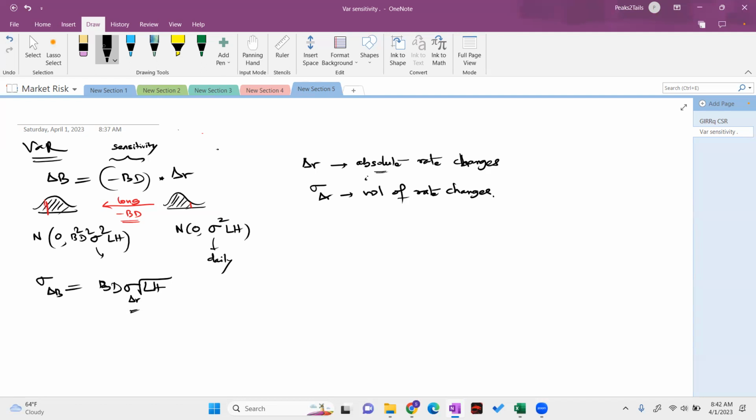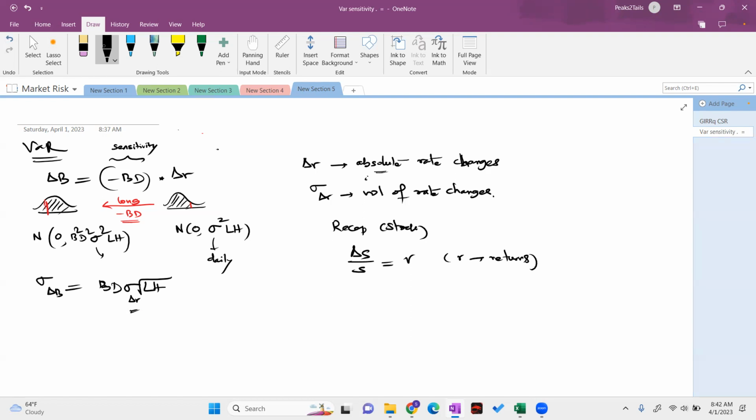Why I use the word absolute is because it is not relative. Normally, when we do value at risk for a stock, so recap, stock position, our fundamental equation is this: delta S by S is R, but here R is returns.